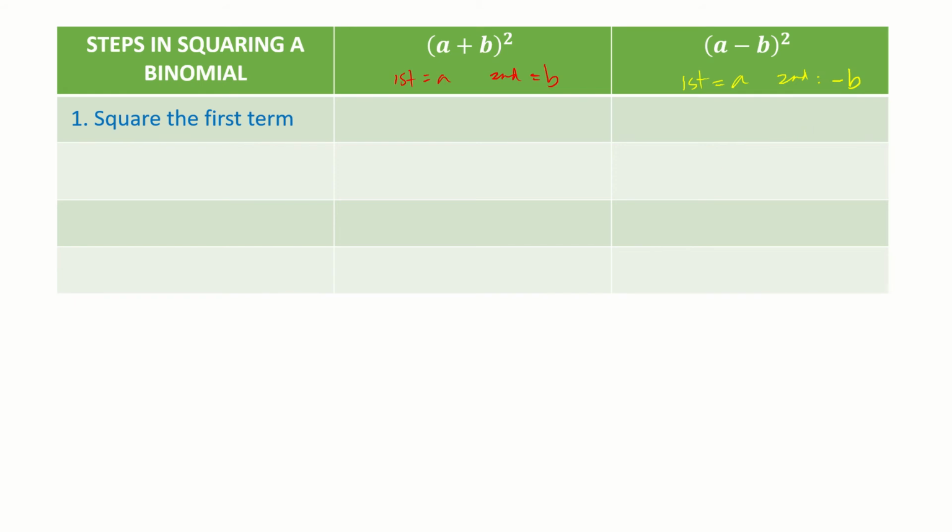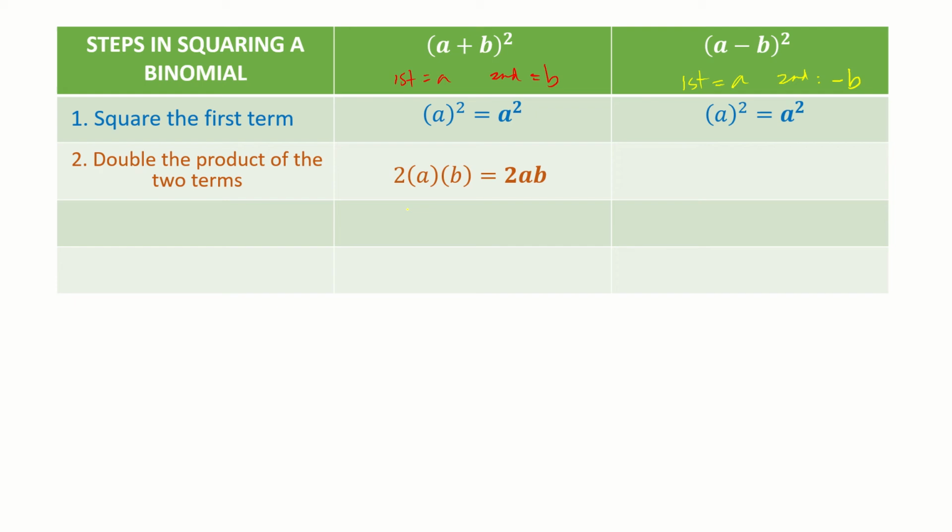So the first step is to square the first term. Here, our first term is a, so the square of a is just a squared. Here, same thing. The first term is a, and the square of a is a squared. The second step is to double the product of the two terms. So there must be a 2 all the time, and you multiply the first term and the second term, which is b. So 2 times a times b, that's 2ab. Always remember there's a 2 all the time in this shortcut.